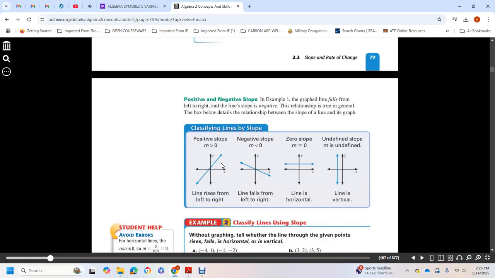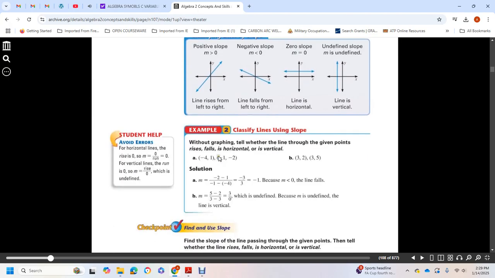Positive and negative slopes. If the graph of a line falls from left to right, the line's slope is negative. In classifying lines by slope: when the slope is greater than 0, we have a positive slope, and the line rises from left to right. With a negative slope, the slope is less than 0, and the line falls from left to right. When m is 0, we have a horizontal line. An undefined slope occurs when the line is vertical.